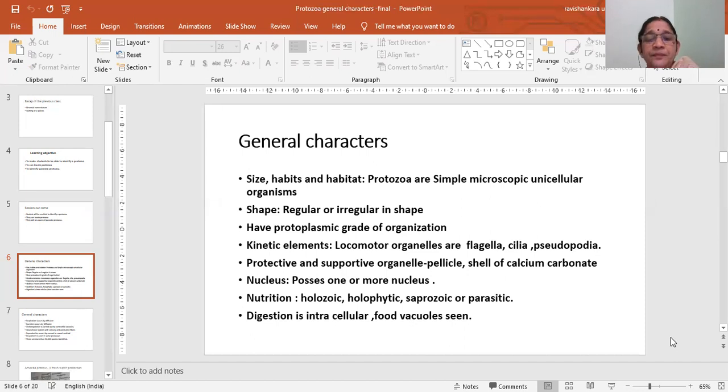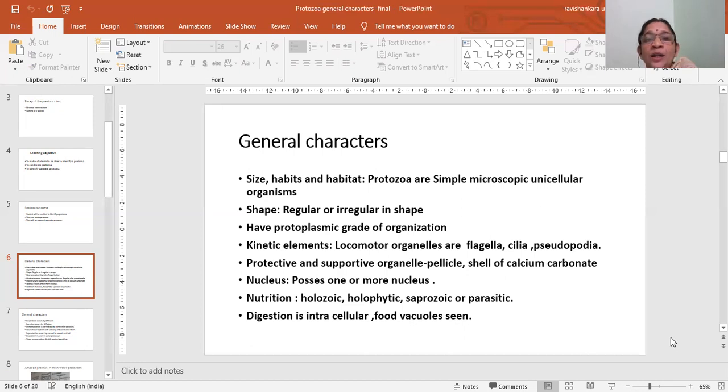Now, they feed and digest their food. How do they nourish themselves? Nourishment or nutrition is a property of all living cells. And these protozoa also depend on certain molecules or particles as their food. If they eat totally animal products or animals, then they are known as holozoic. If they depend on materials of plant origin, then they are called holophytic.